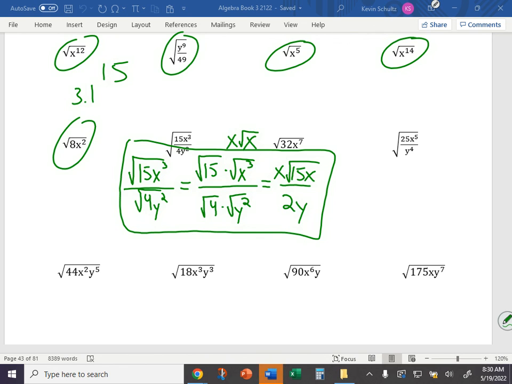How do you do this one? You split this up to be the root of 8 times the root of x squared, and then simplify each side. Yes, it's basically what we did here.